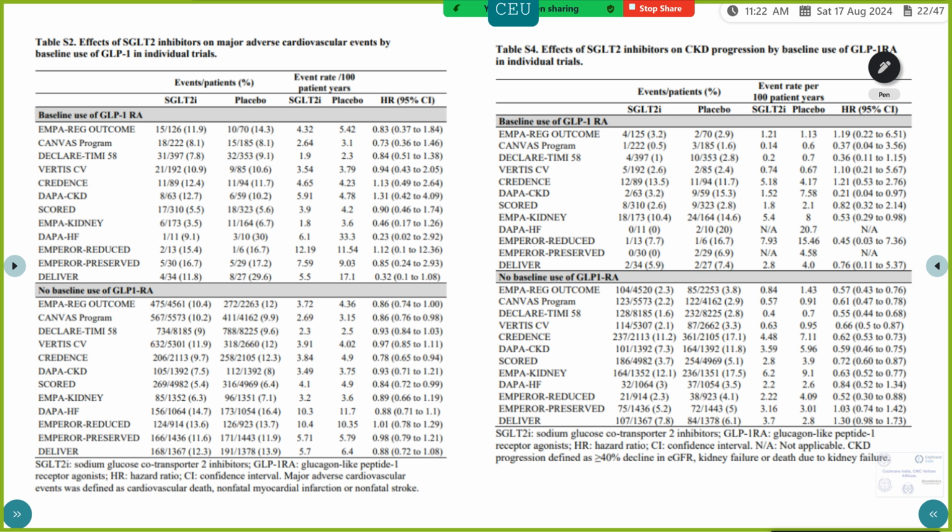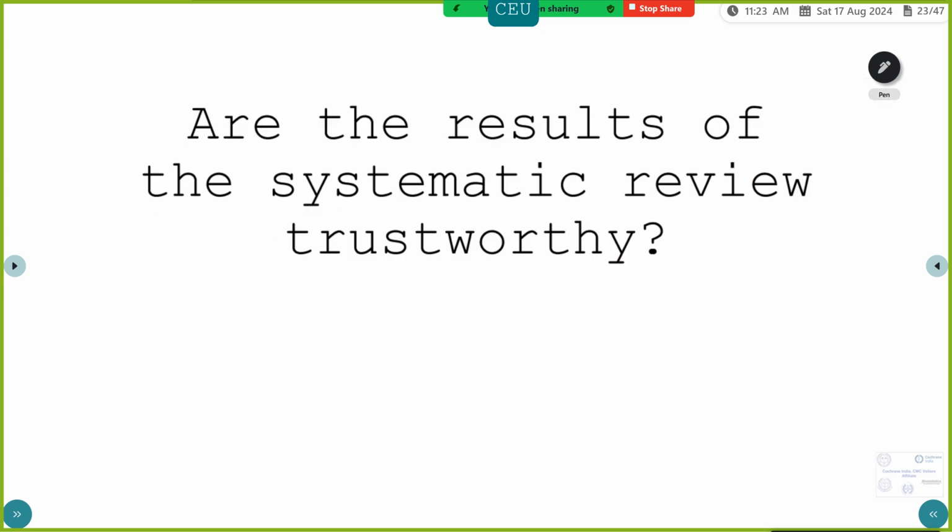This is again just a table where they have given the results for each trial per se. Again, we can see that they have classified the entire population into baseline use of GLP-1 RA and no baseline use of GLP-1 RA. In that, they have subclassified into SGLT2 inhibitor usage and placebo group. This is for major adverse cardiovascular events and this is for CKD progression. The results they have given for each of the trials as hazard ratios. But we'll go into the forest plots. We won't go into this graph per se.